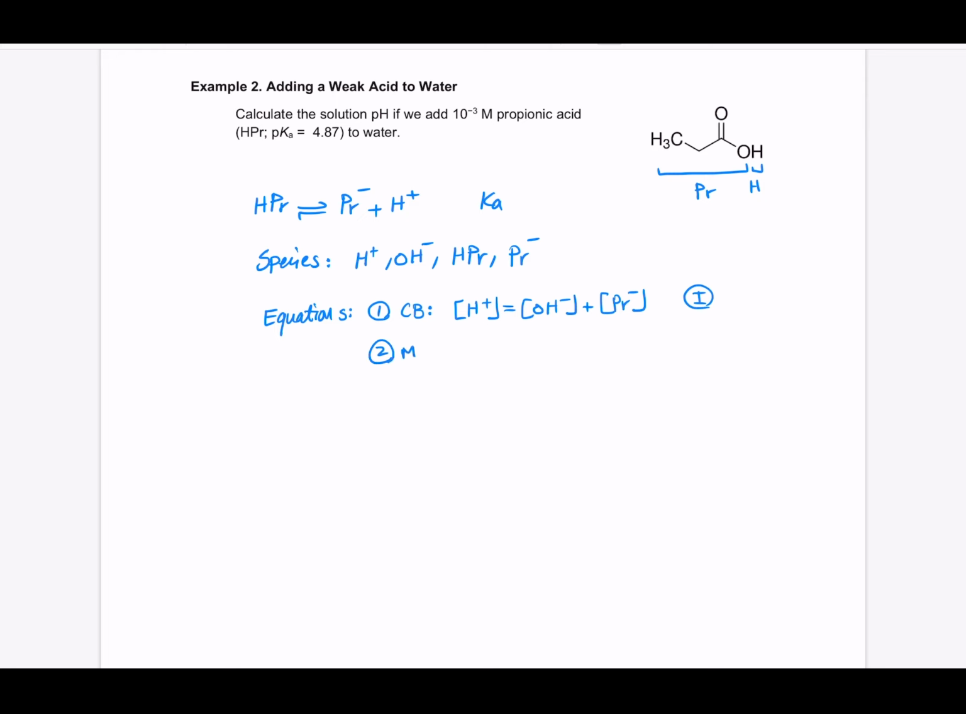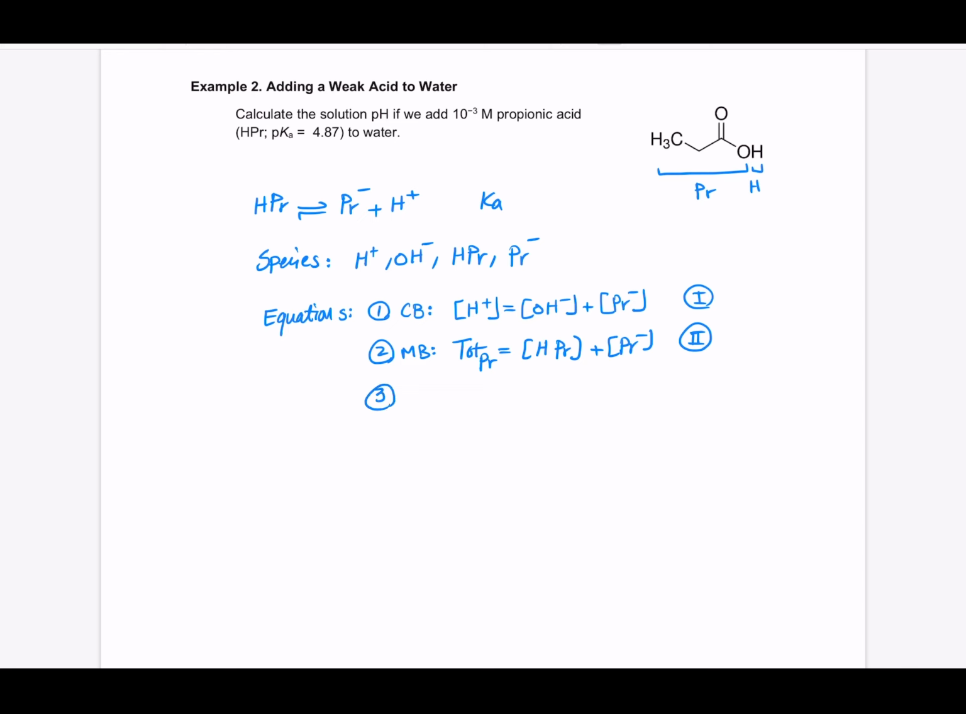The second class is mass balance. What is the mass balance here? Just the PR. And what's the total PR? Exactly. It's all the propionic acid that we're adding initially to the system, and at equilibrium in the system it would be either HPR or PR minus. So this would be the second type.